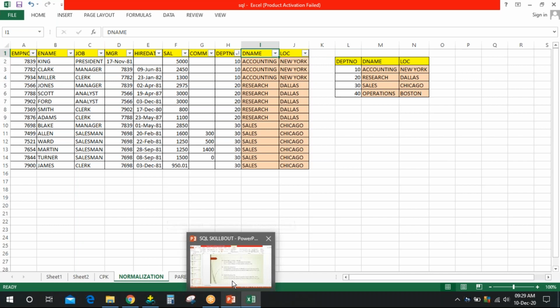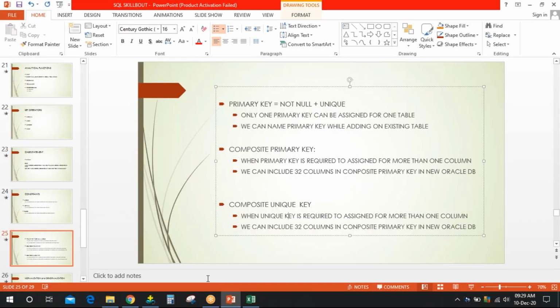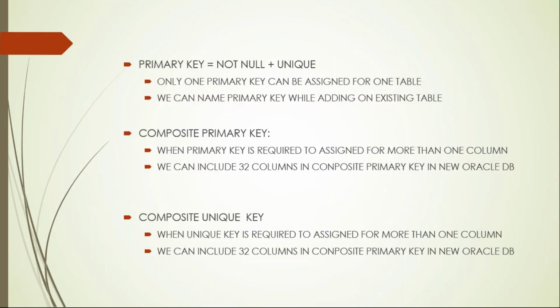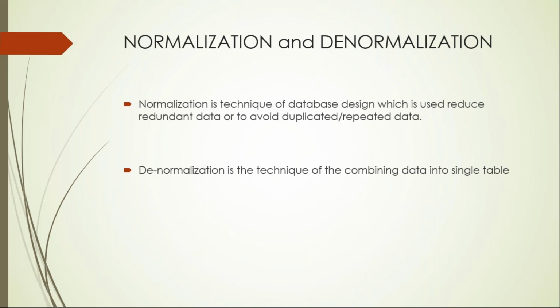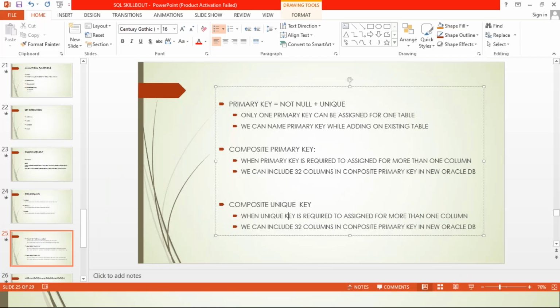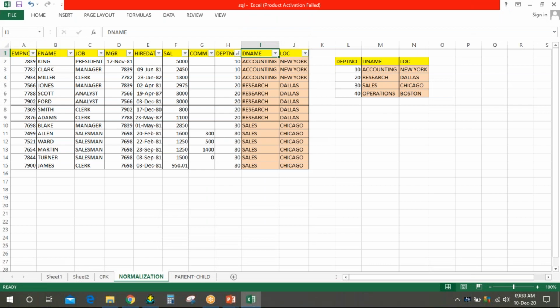Any challenges understanding this? I told it in very layman's terms. Normalization is a technique for database design which removes redundant data, or avoids duplicate data. Denormalization is a technique of combining the data into a single table. Please tell me, this is a very important thing. Do you understand normalization and denormalization?